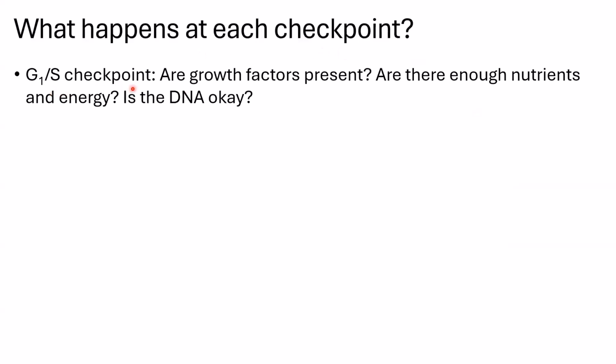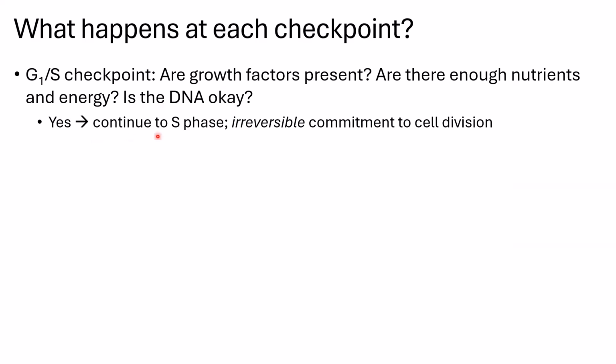The G1/S checkpoint checks to see if growth factors are present, whether there are enough nutrients and energy available to go through with cell division, and whether the DNA is free of errors. If the answer is yes to all of these questions, the cell will continue to the S phase. Since this is when DNA starts being replicated and the replication cannot be undone, this marks an irreversible commitment to going through with the cell division. If the answer is no to any of these questions, the cell will not continue to the S phase and will either wait for better circumstances or repair the DNA if there are errors.